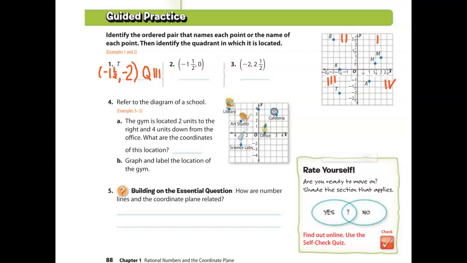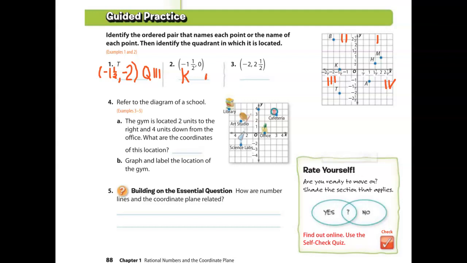For number 2, I want you to tell me which letter is represented by negative 1.5 and 0. Answer that for me, please. Very good. We start at 0, go horizontally to negative 1.5, and if we don't go up or down at all, what letter is that? That is definitely K. So if you said K, good job. Now I want you to identify which quadrant K is in. Go ahead and answer that for me, please.